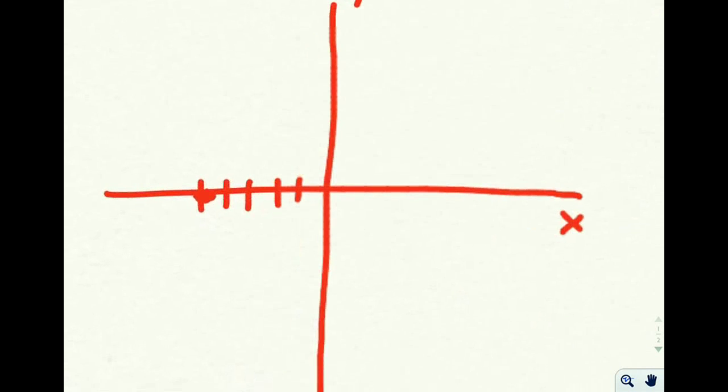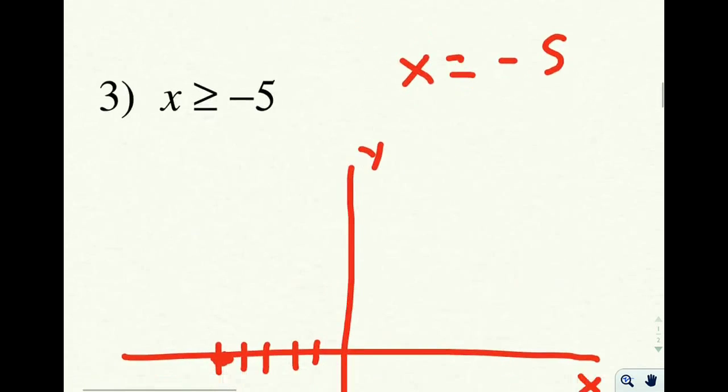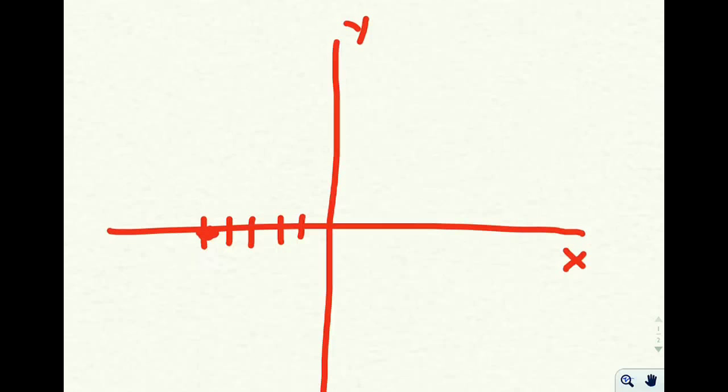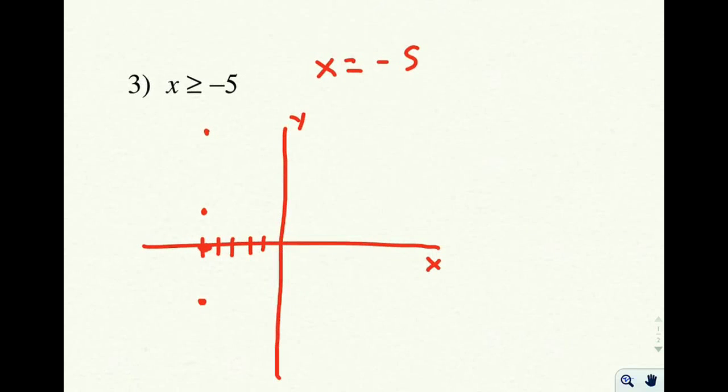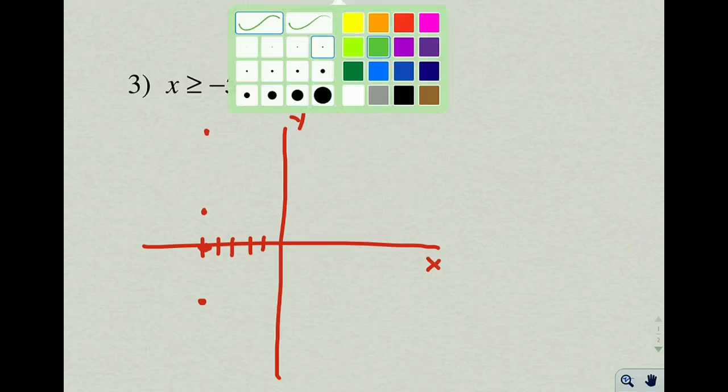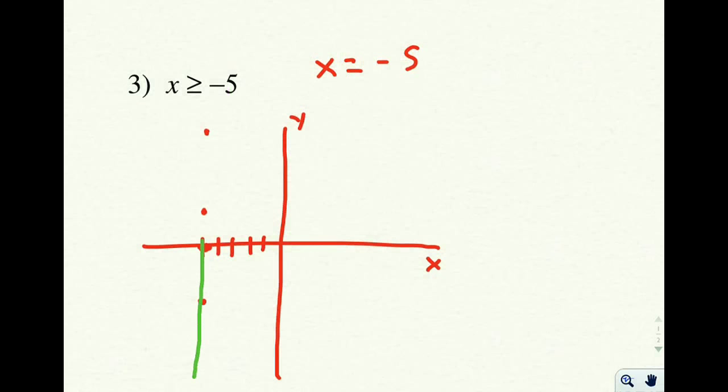And if it was just the x-axis, it would be a single point right there. However, it doesn't specify the y, so y could be anything. It could be -5 up 0, but it could also be -5 up 2, or -5 up 7, or -5 down 3. The point is anywhere along this line, we could have our points. So that is the line x equals -5. That's what that looks like, that green one right there.